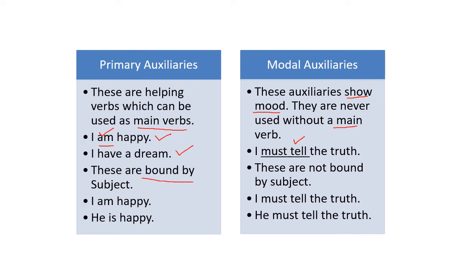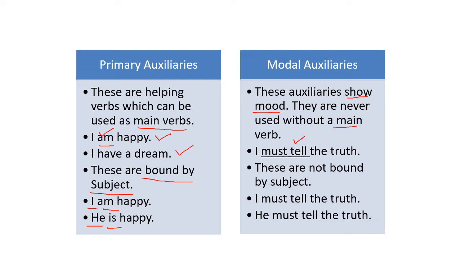Now the second difference, you people can see here, I have written these are bound by subject. Now what does it mean? Primary auxiliaries are bound by subject. That means they change with changing subject. Like the subject is I in this sentence. I am happy. So I have to use am, the primary auxiliary. But if the subject changes to he, I cannot use am. I will have to change the primary auxiliary. And it will be he is happy. I hope you have understood this difference.